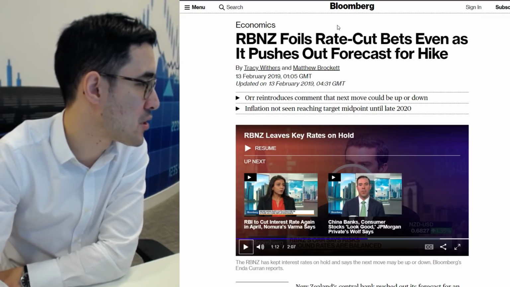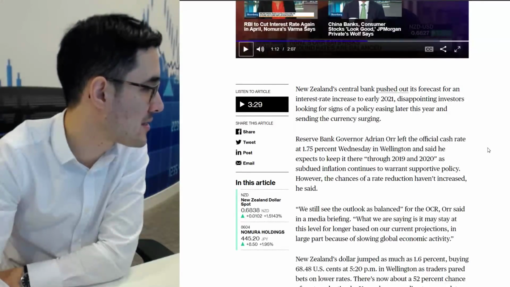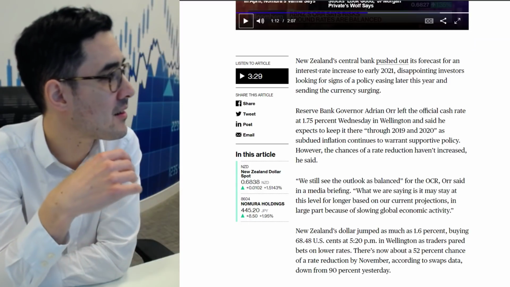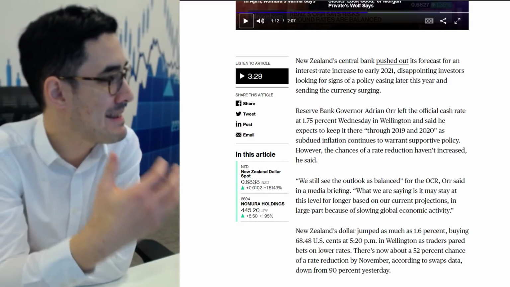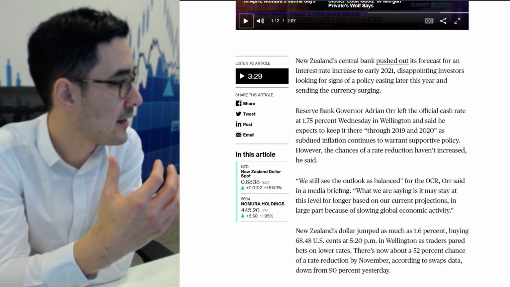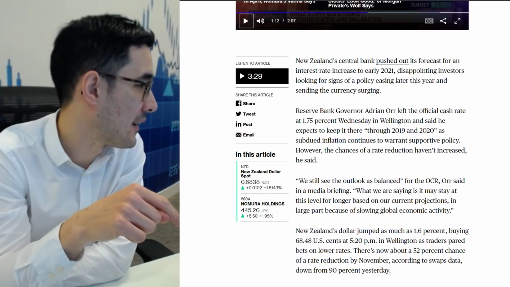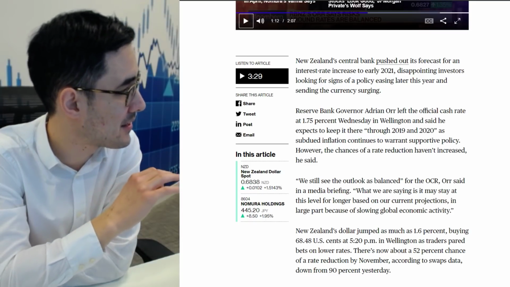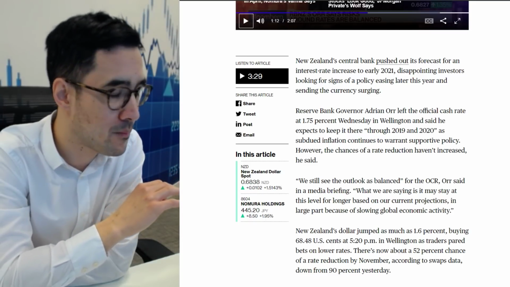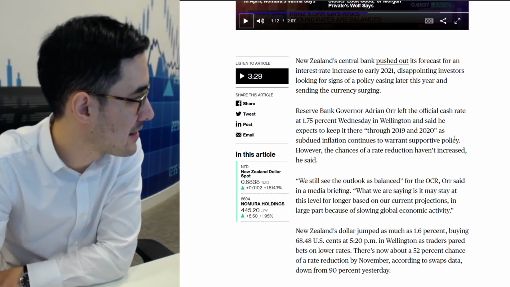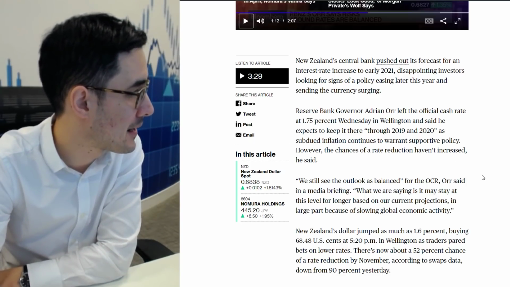Inflation not seen reaching midpoint until late 2020. Here's one. I'll take a snippet of the comment, but basically disappointing investors who are looking for signs of policy easing later this year, and the fact that he said rates could go up or down, as well as some of the other comments that came out, essentially disappointed the doves and saw the currency rise quite sharply to the upside.